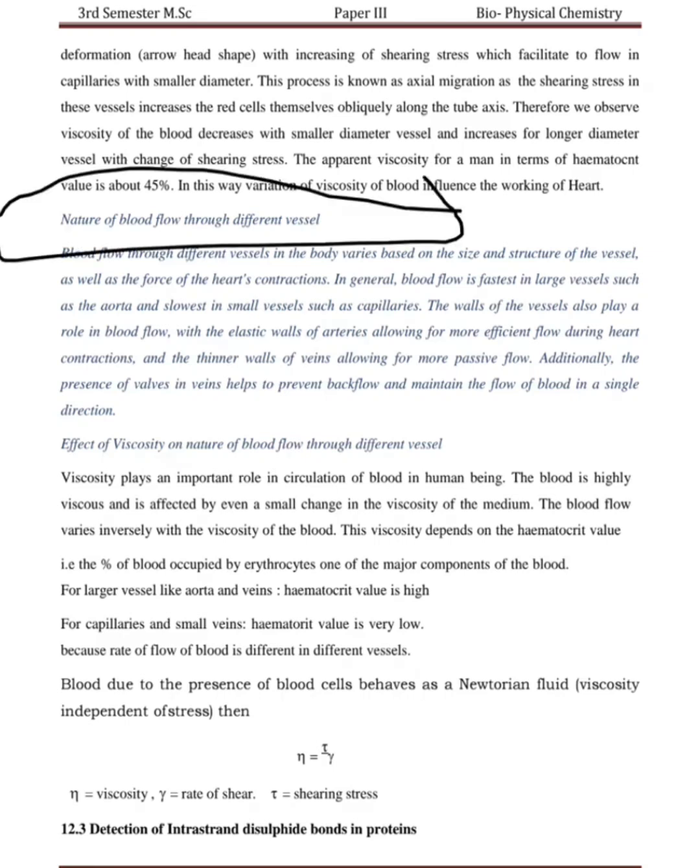Depending on the vessels, the blood flow may increase or decrease. Blood flow through different vessels varies based on their size and structure. The blood flow is fastest in larger vessels such as the aorta and slowest in small vessels such as capillaries. Capillaries are smaller vessels, so the blood flow will be very slow, and the aorta is a larger vessel where the blood flow will be high. So this is the nature of blood flow through different vessels.